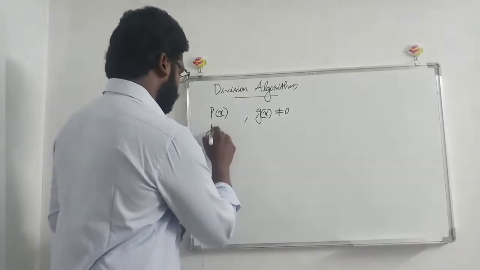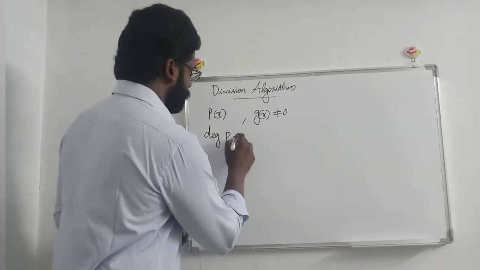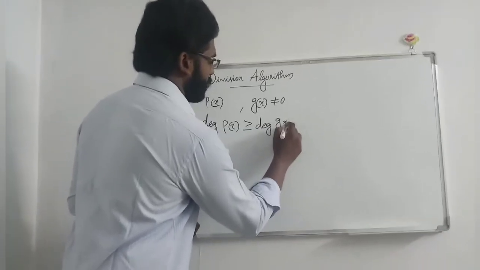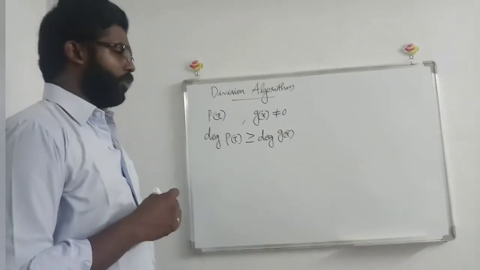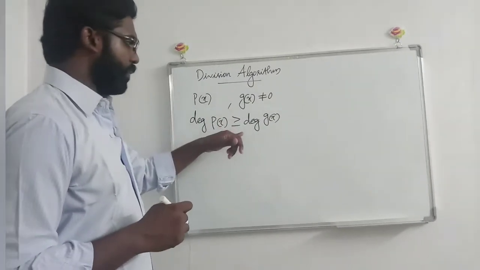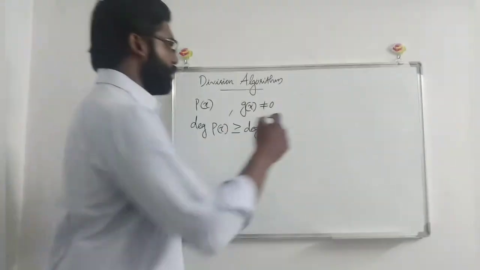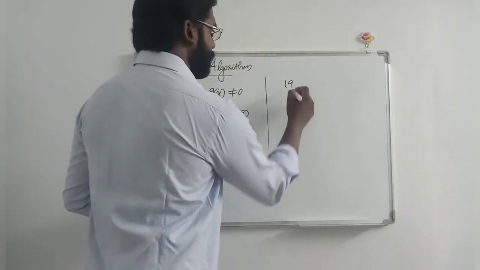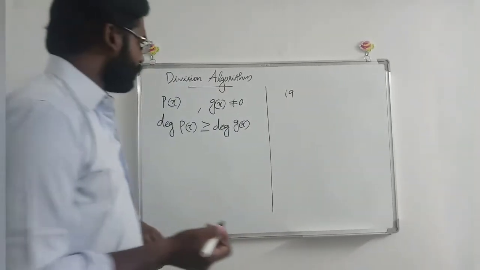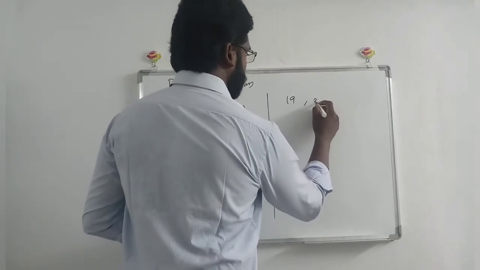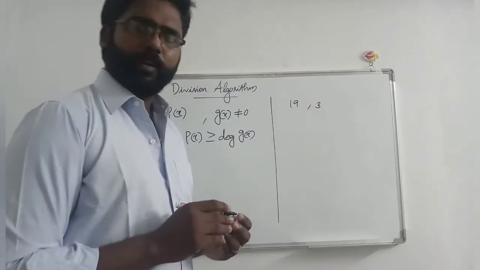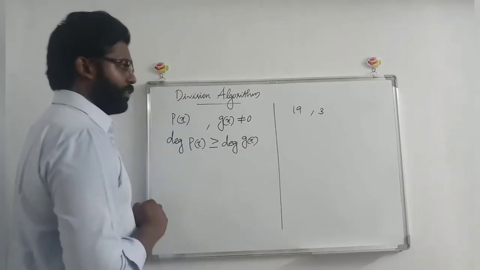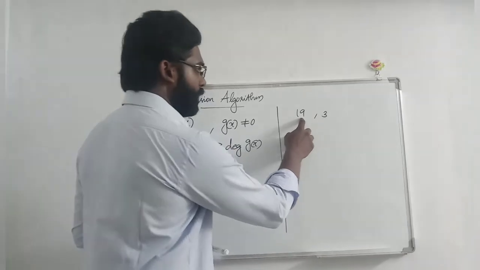Degree of p of x greater than or equal to degree of g of x. We know dividend degree is always greater than or equal to divisor degree. I'll explain this with numbers. 19 is any number. 3 is any number, 3 not equal to 0. Here degree of p of x is greater than or equal to degree of g of x. In the number manner, 19 is greater than 3.